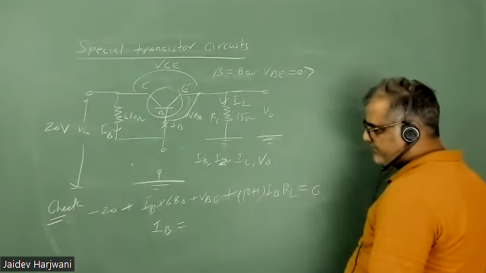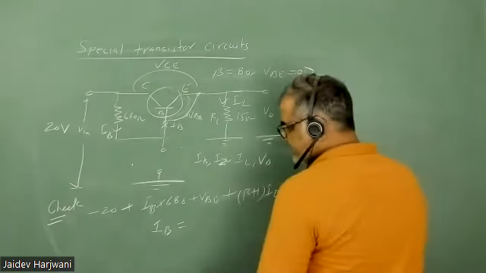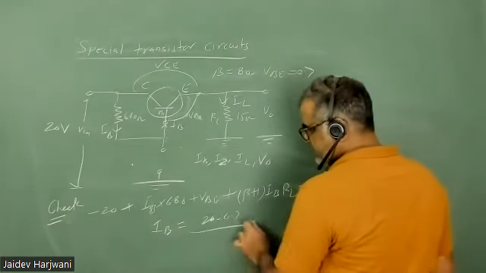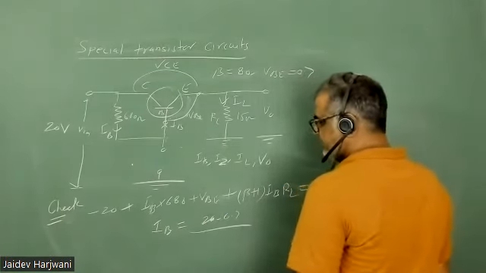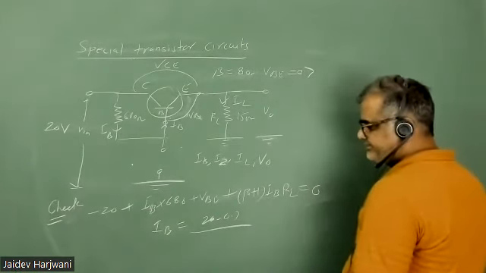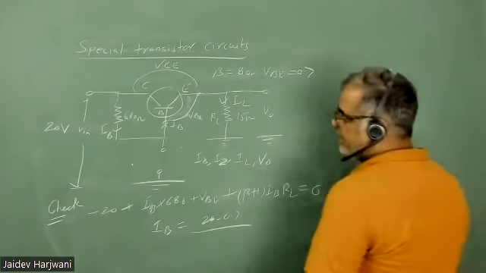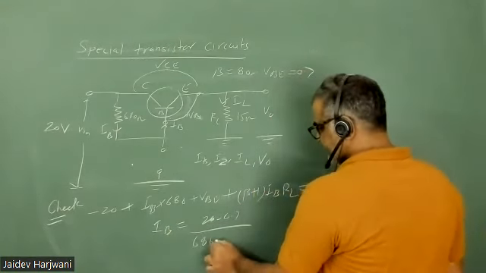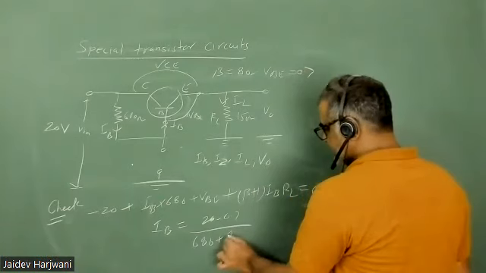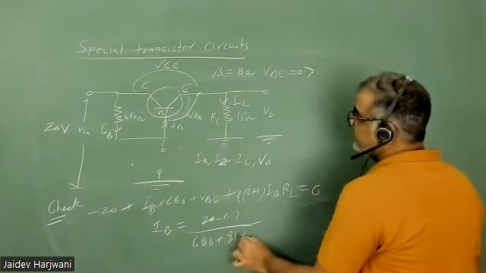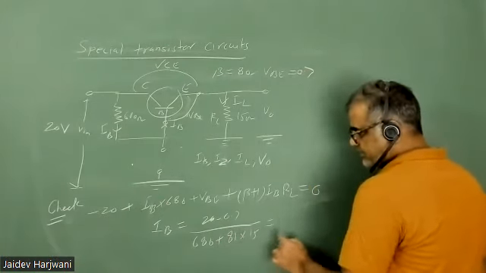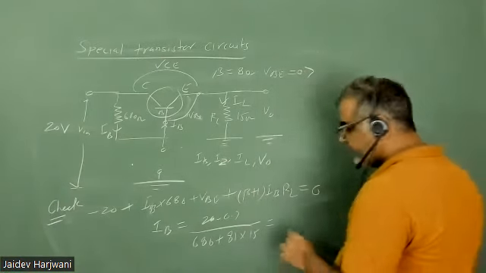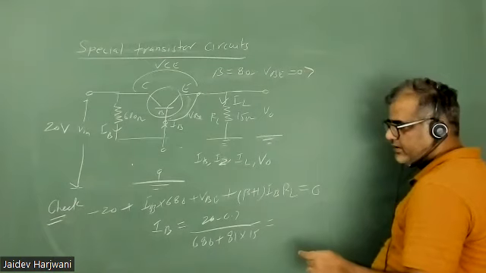20 minus 0.7, IB is what? 20 minus 0.7, okay, upon what will come? बताओ। IB into 660 ओम, तो 668 ओम आएगा, प्लस (बीटा प्लस 1) इंटू RL। RL कितना है आपका? 15 ओम। ये IB 10.1 आ रहा है, वो माइक्रो एम्पियर या मिली एम्पियर?